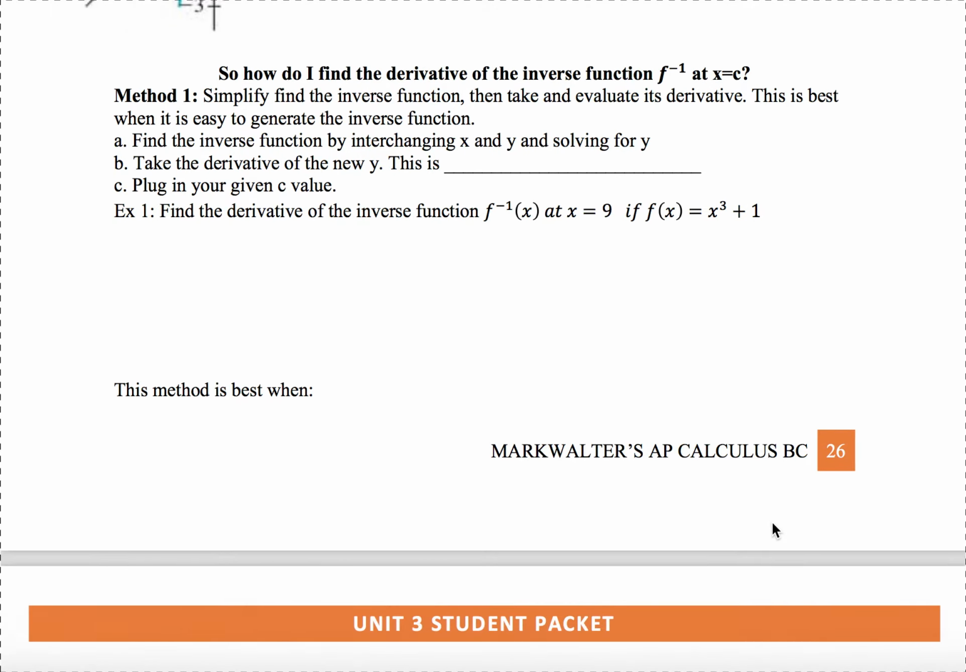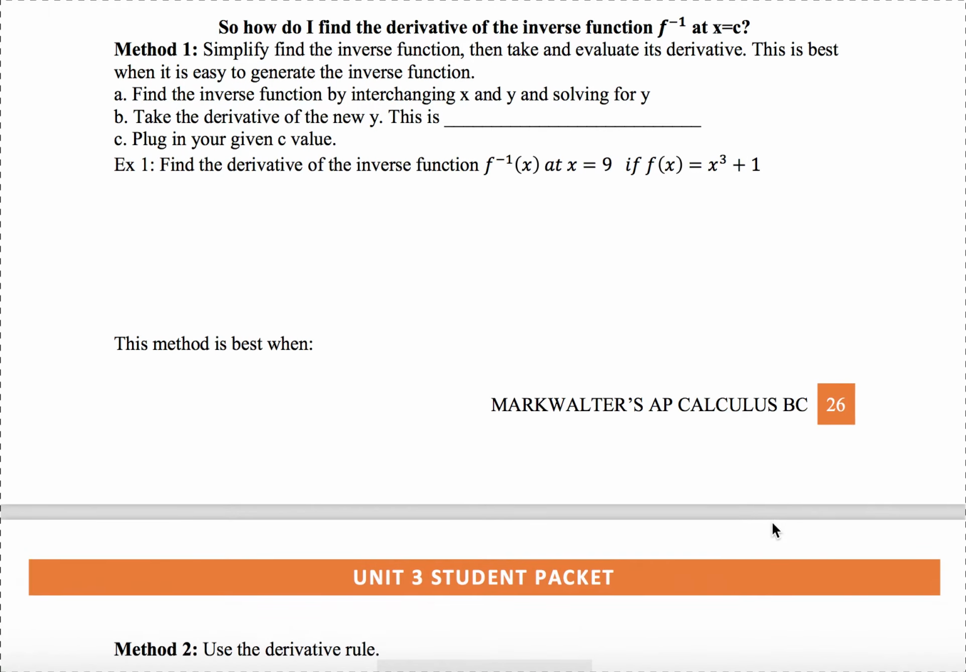So if I want to take a derivative of an inverse function, f inverse of x at some point, a couple ways we could do it. One is we could simply find the inverse function and then evaluate its derivative. So, if possible, we can just find the inverse function and take its derivative. This is best when it's easy to actually generate the inverse function. If we can find that inverse function pretty quickly, then we can use this step.